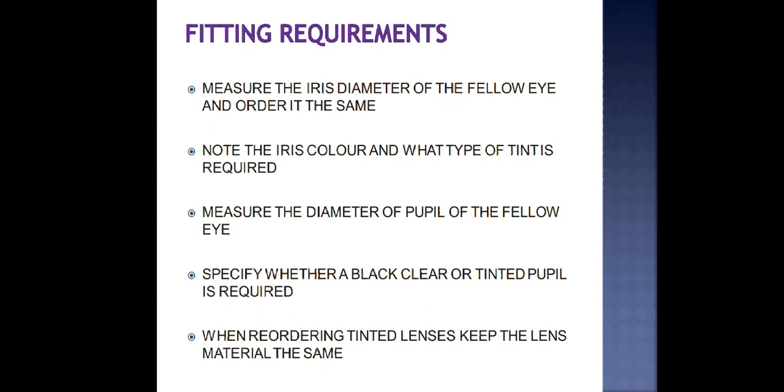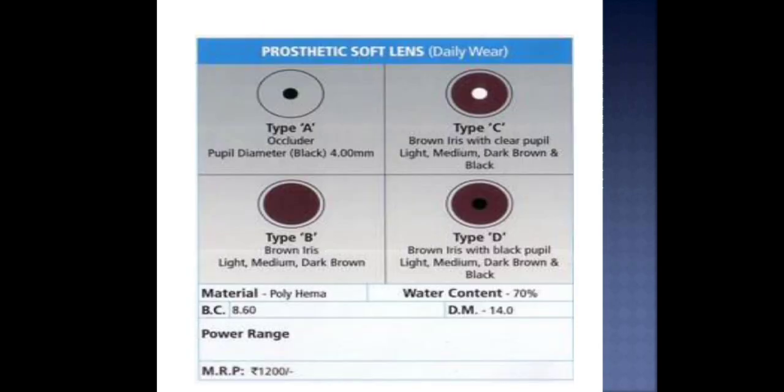The fitting requirements: measure the iris diameter of the fellow eye and order the same. Note the iris color and what type of tint is required. Measure the diameter of the pupil of the fellow eye. Specify whether a black, clear, or tinted pupil is required. When reordering tinted lenses, keep the lens material the same.